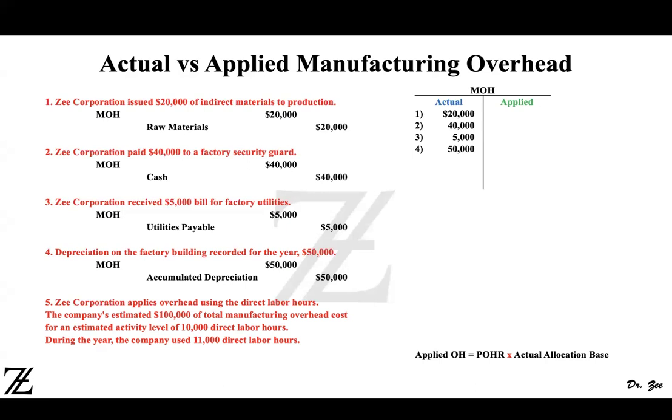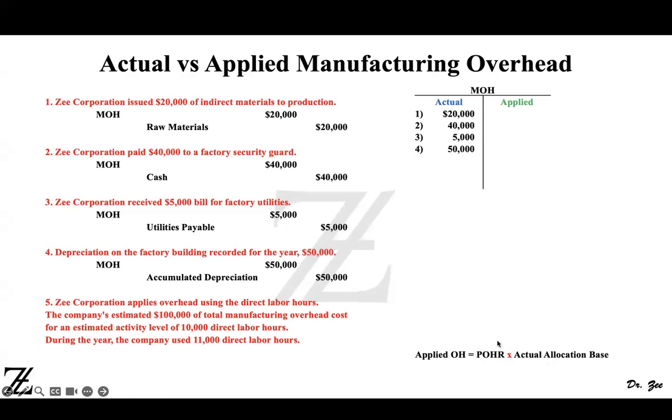A lot of books use cost driver or allocation base or resource based as well. But you have to understand that the concept is the same. It's just different terms that have been used for allocation basis. So two things you need for applied overhead: you need the actual allocation base, and the allocation base in this case is direct labor hours. The actual direct labor hours are provided. During the year, the company used 11,000 direct labor hours. So that information is provided. However, the predetermined overhead rate is not provided.